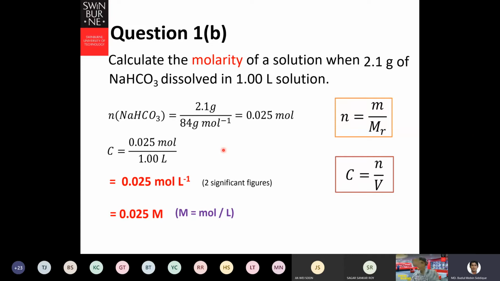Okay. All right, so this is how we find the number of moles. We just divide the mass by the molecular weight of that compound, and then we know this is the number of moles. And since it says 1 liter of water, it is exactly that number of moles, 0.025.